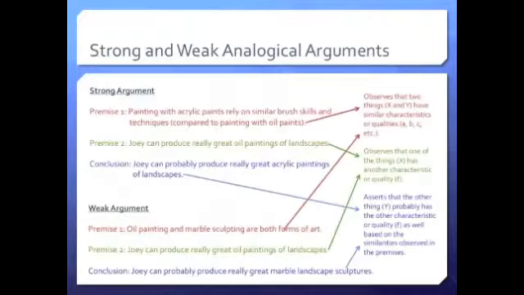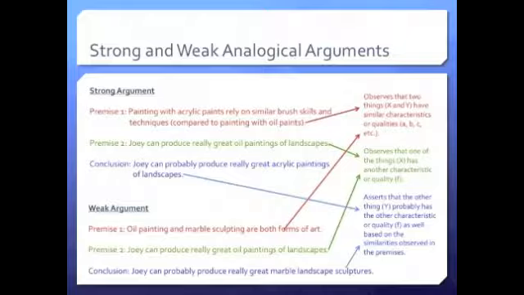Now, here are 2 examples of analogical arguments, a weak analogical argument and a strong analogical argument. These 2 arguments were actually introduced in part 1 of lesson 7. The strong argument has as its premises the following statements. Painting with acrylic paints relies on similar brush skills and techniques compared to painting with oil paints. Joey can produce really great oil paintings of landscapes. And the conclusion is that Joey can probably produce really great acrylic paintings of landscapes. This is a strong argument, and we'll discuss why it is a strong argument.